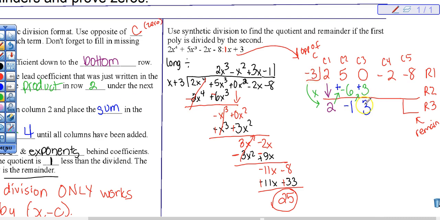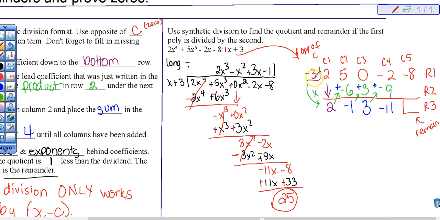Multiply. -3 times 3 is -9. Then you're going to go grab your blue pen. You're going to add those two numbers. -2 plus -9 is -11. Green pen one more time.